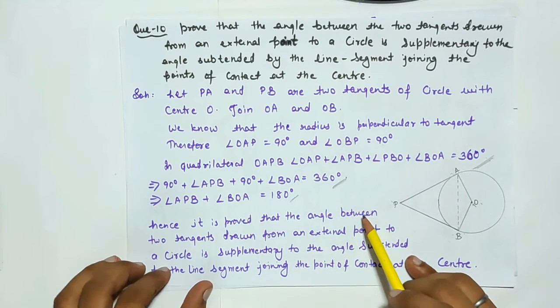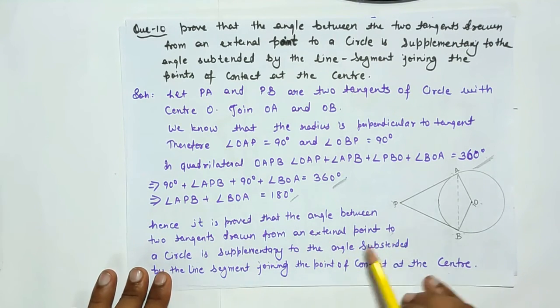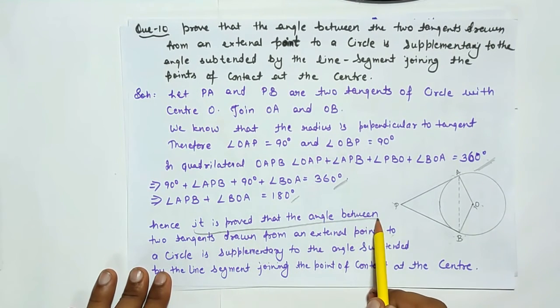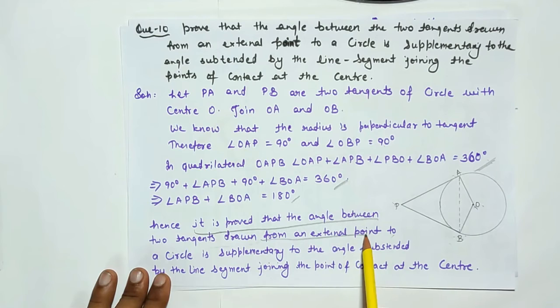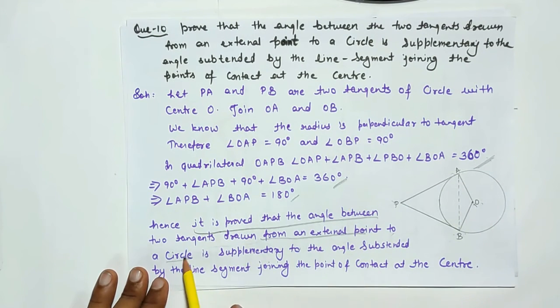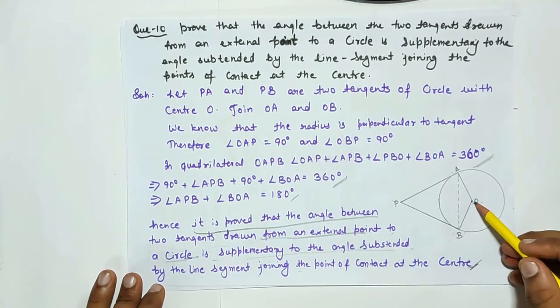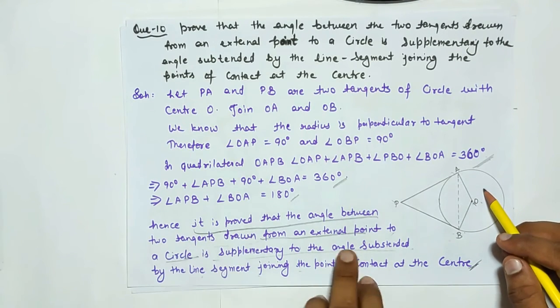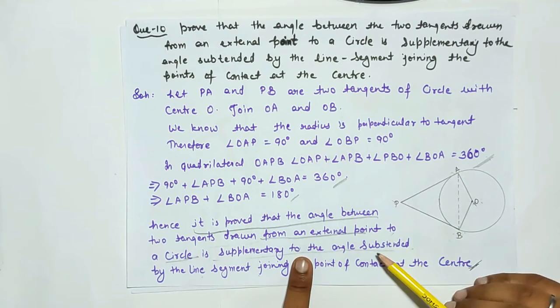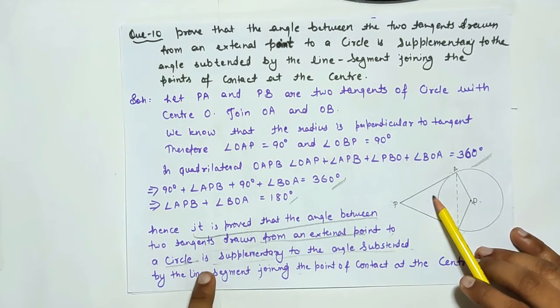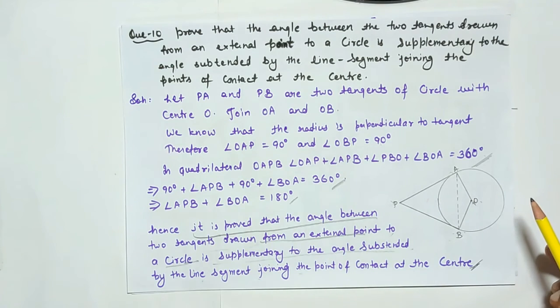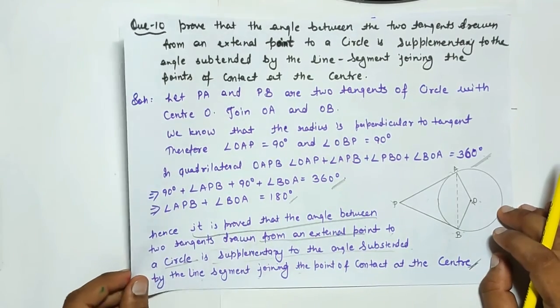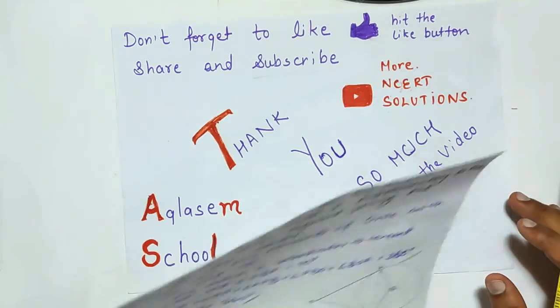Hence it is proved that the angle between two tangents drawn from an external point to a circle is supplementary to the angle subtended by the line segment joining the points of contact at the center. So this is all for question number 10.